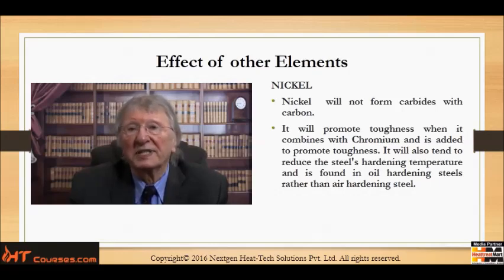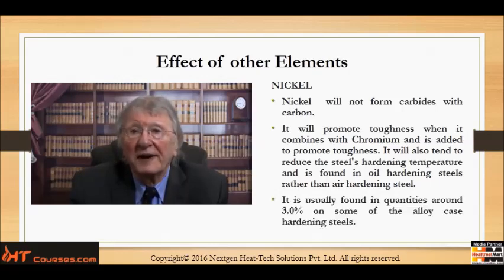quantities or percentage values, nickel has a tendency to hold on to what is called retained austenite. Nickel is usually found in quantities around 1%, but in some alloy cases of case hardening steels, it is higher.